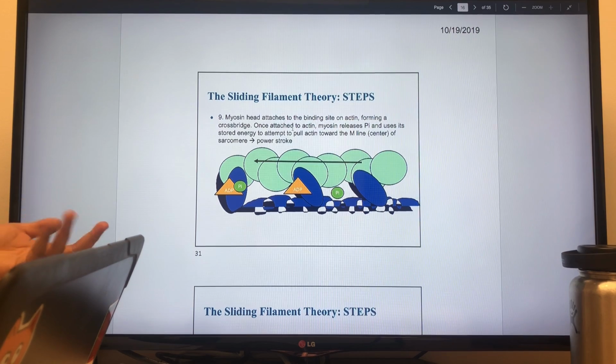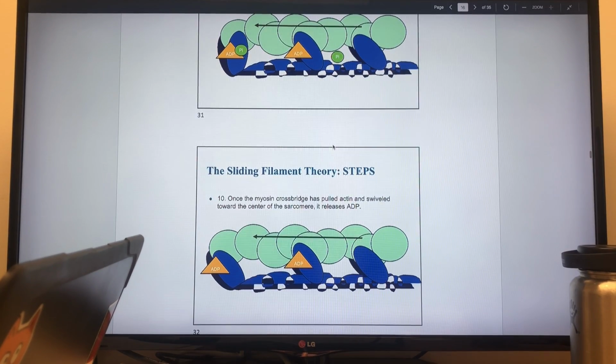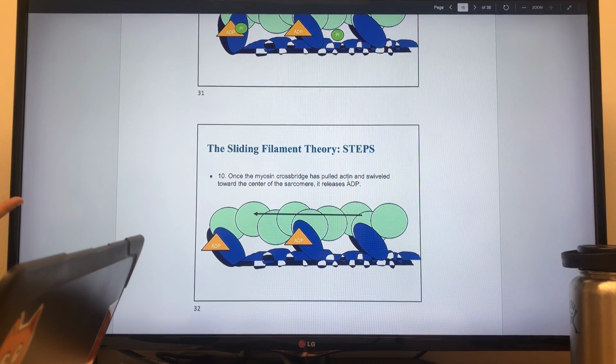No. So, see, it even says right here. I'm sorry, I should have pulled it right here. It says attempts to pull the actin towards the M line. Oh, I know. Okay. And then once it's pulled it and it's swiveled back to the center, it'll release. It releases the ADP, ATP binds, etc.